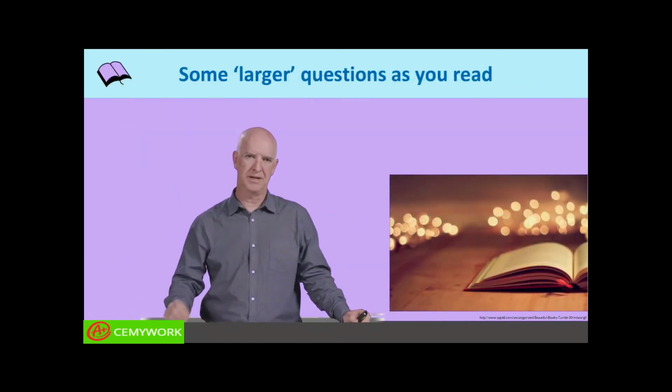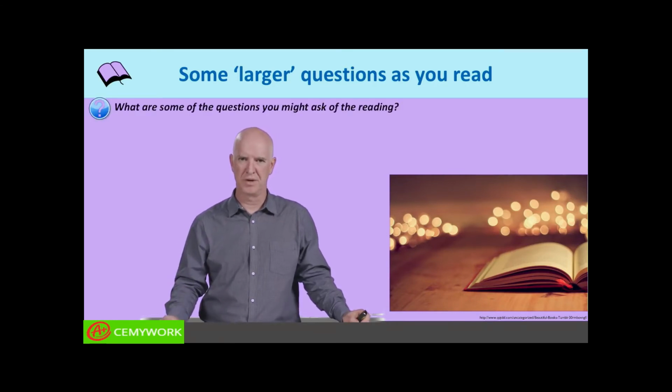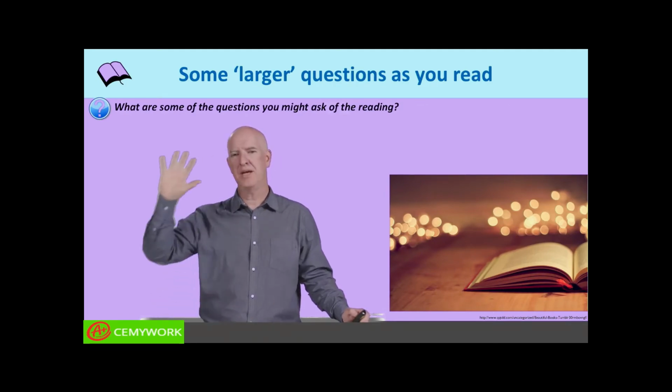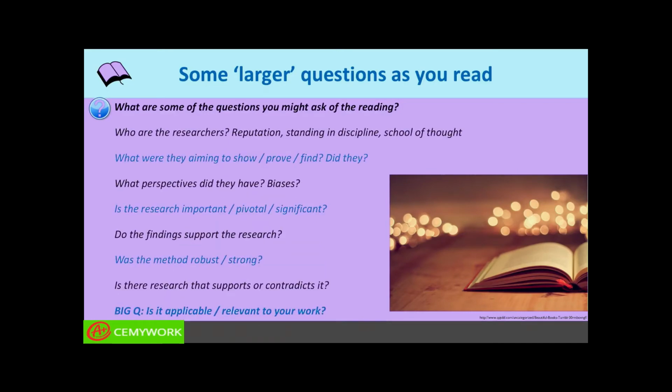So, you've started the reading. Now, there are some larger questions you need to ask yourself as you're reading. And I'm not just talking about who wrote it, what they found, what they did. I'm thinking about some of the larger, critical questions that you can ask yourself as you read. And here are some of them. Who are the researchers? What's their reputation? Do the findings support the research? Are there any biases evident? And perhaps the biggest question is, is it applicable? Is it relevant to your work? The key thing is that the research, the critique, starts with the reading.